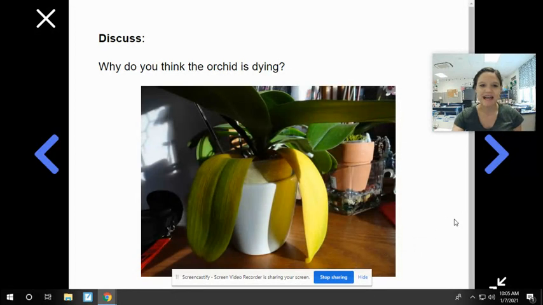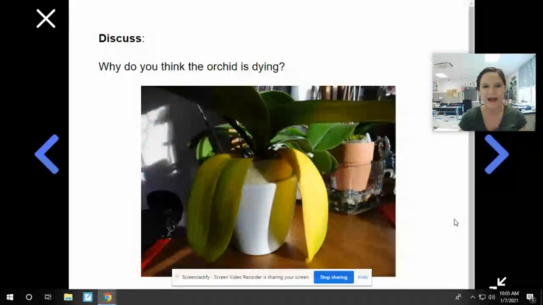All right, so think about that. Why are the orchids not doing well? Look at their yellow leaves. What do you think is happening?